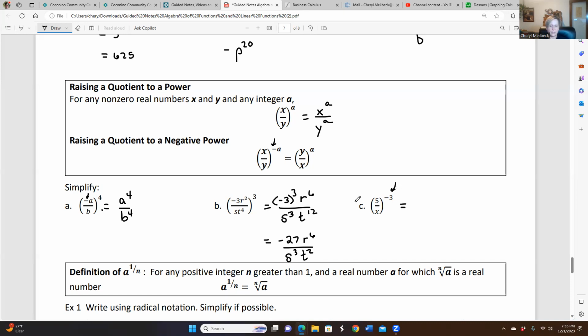Now here with our negative exponent, what we learned is that that flips the base. So this will become the same as x to the 3rd over 5 to the 3rd, or x cubed over 125.